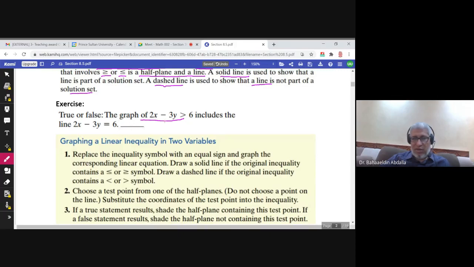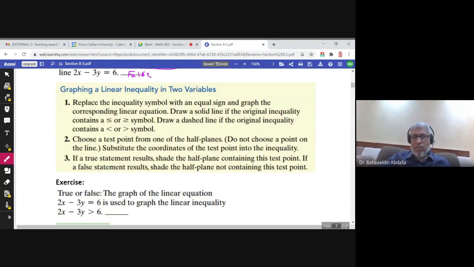The graph includes the line? No, this is false because there is no greater than or equal. There is no equality. It is only greater than, so the line is not included in the solution of this inequality. Now, how to graph linear inequalities in two variables?